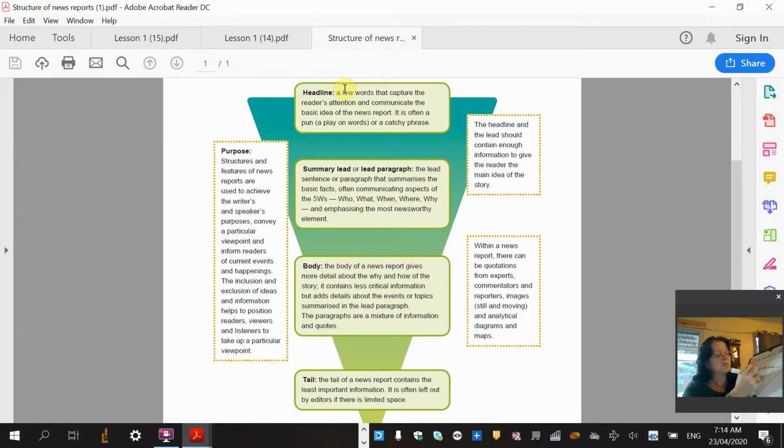Lead paragraph, lead or summary paragraph, and then write a few notes about what's in that, the 5 W's, the who, what, where, etc. Then the body that gives more detail, and then the tail. You can do this in colour, and if you send that in to me, I can see that you've done some more thinking about it.